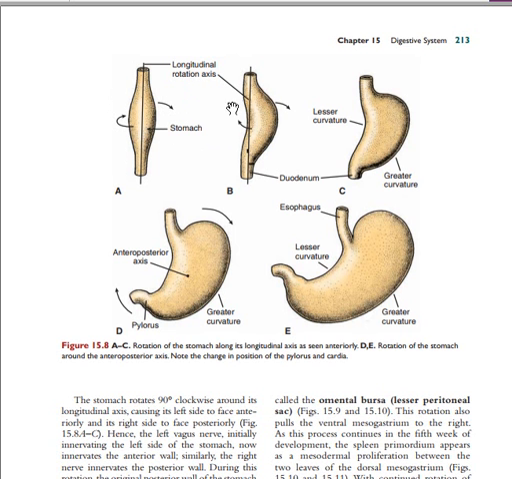Is it clear? So now when the stomach grows, it's going to produce a lesser curvature on this side, and a greater curvature on this other side. As it grows, the pylorus also grows. We have the anterior posterior axis, the lesser curvature increases, and all that produces the immature stomach with a fundus, a body, a pylorus, the lesser and the greater curvature, and the cardia.